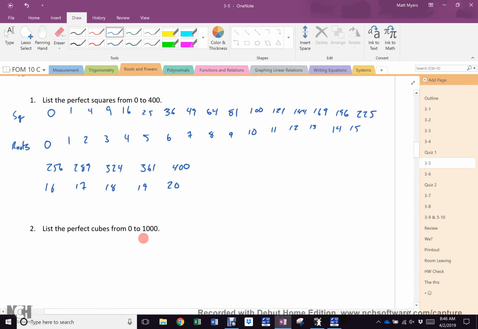Then do the same thing with the cubes. You'll probably have to use your calculator to do the cubes, but that's okay. You guys do that. I'm going to use the washer. I'll be RB.